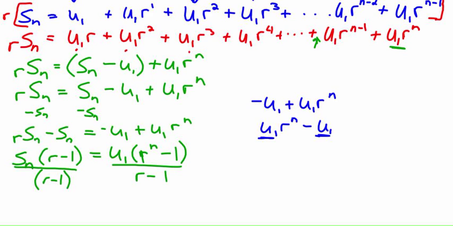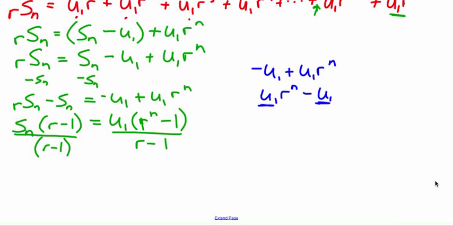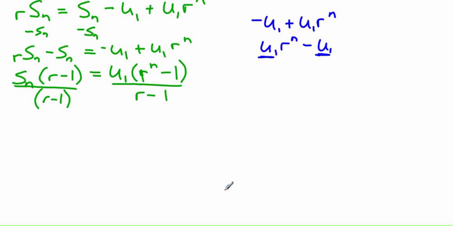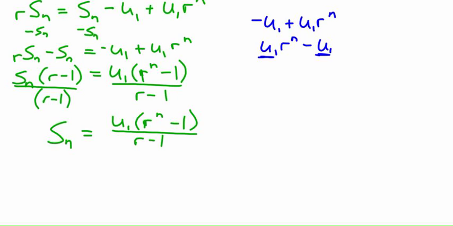So I'm left with, let me scroll up just a little bit more again. Where am I at? Here I am. Extend that page a little bit. So we are left with s of n equaling u of 1 times r to the nth power minus 1, not in the exponent, that's just minus a whole number 1, over r minus 1. So that's going to give us our formula for the geometric series.